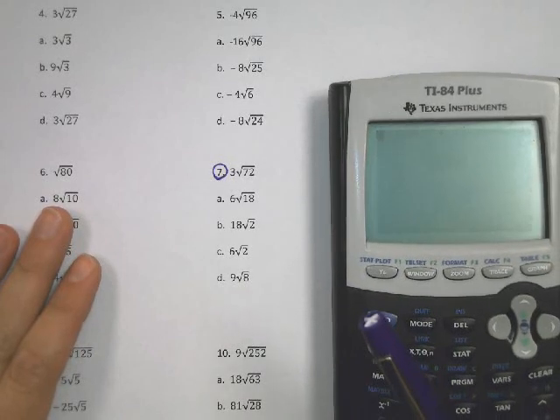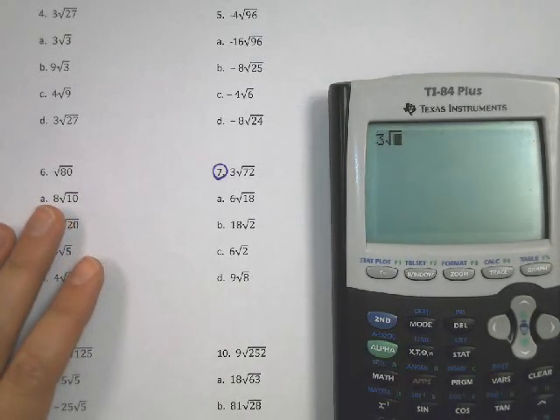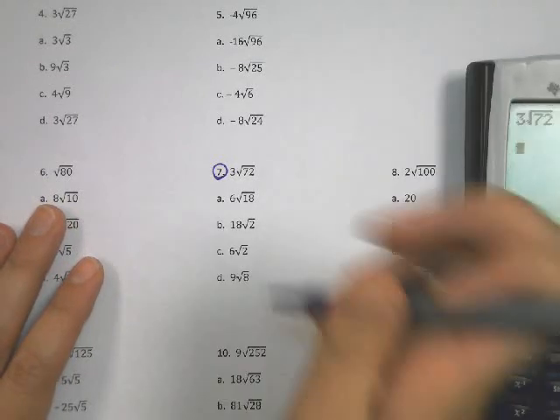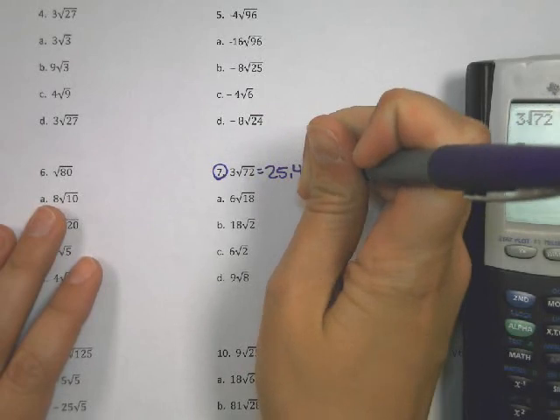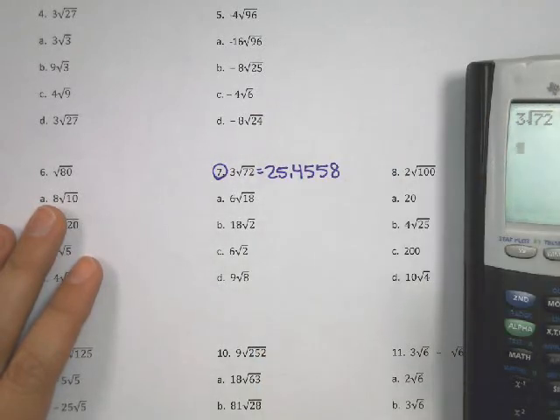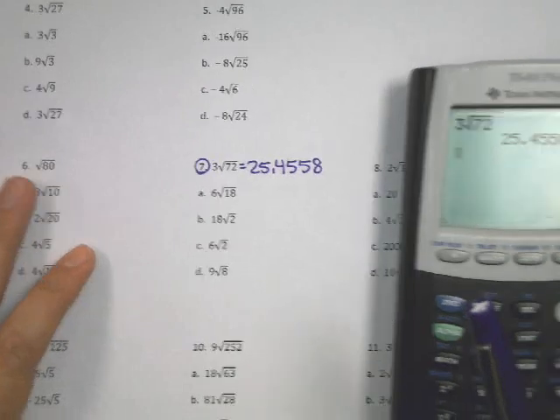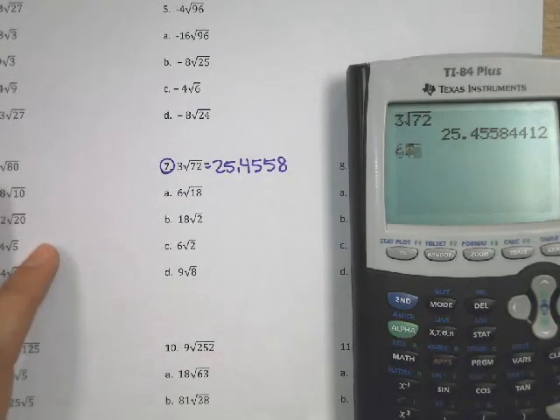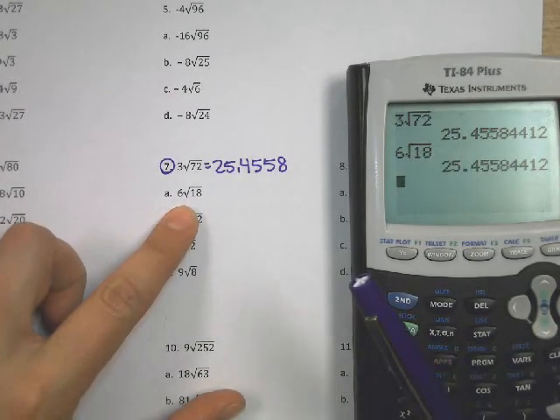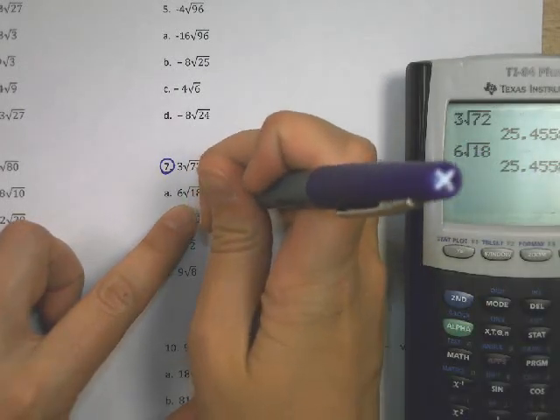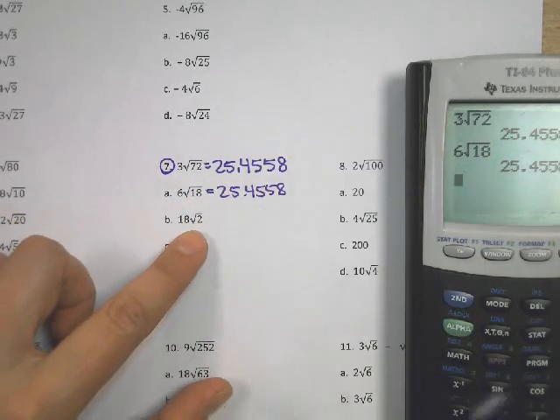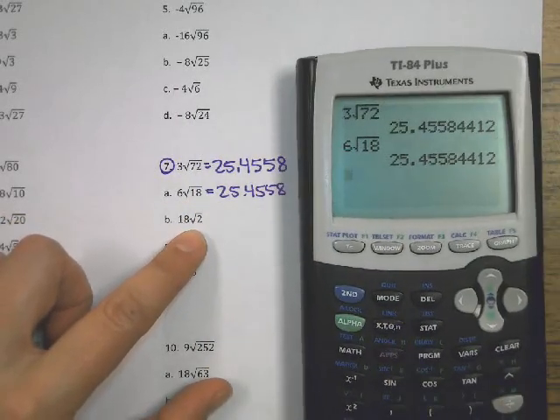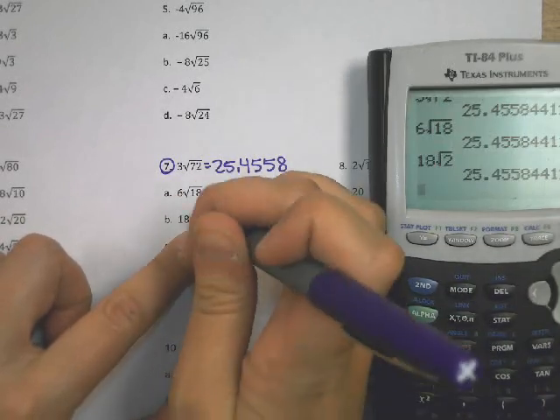So if I type in the original, which is 3 square root of 72, the original gives me 25.4558. I want to try to find the one that has the same answer. So if I type in 6 square root of 18 for the first one, that gives me the same thing, 25.4558. If I type in B, which is 18 square root of 2, that gives me the same thing.